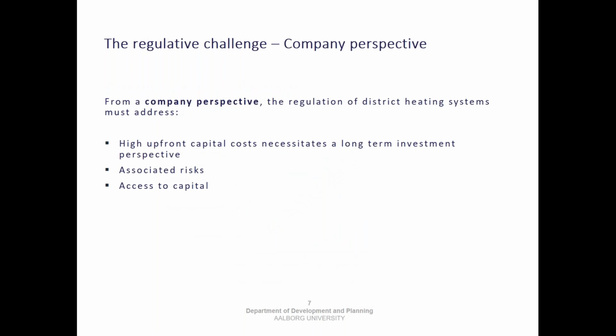So what are the regulatory challenges for this? It depends on what perspective you have. If you have a company perspective, then the regulation of the district heating sector must address that you will have a high upfront capital cost, which means that you need a long-term perspective in your investment plans. And you also need to cover the risk which is associated with these long-term investments and the high capital cost. And then, of course, you will also need access to capital, preferably cheap capital.